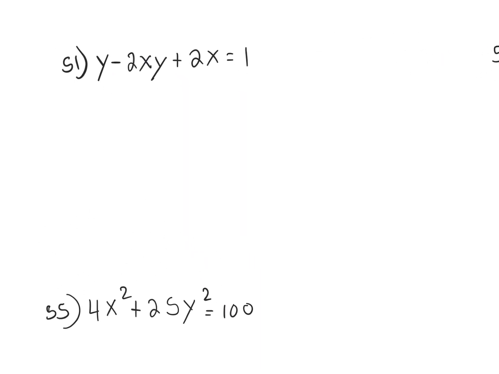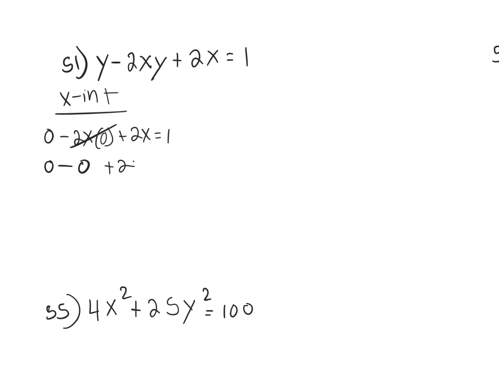So for 51, I'm going to look for the x-intercept first. So everything that has a y will become a 0. So 0 minus 2x times 0 plus 2x equals 1. So 0 minus, this is going to cancel out to become 0, plus 2x is equal to 1. So we can ignore this left side just because it's 0 and 0 doesn't do anything for us. So we're left with 2x equals 1. I'll divide by 2 on both sides, and we get x is equal to a half. So my x-intercept is a half comma 0.